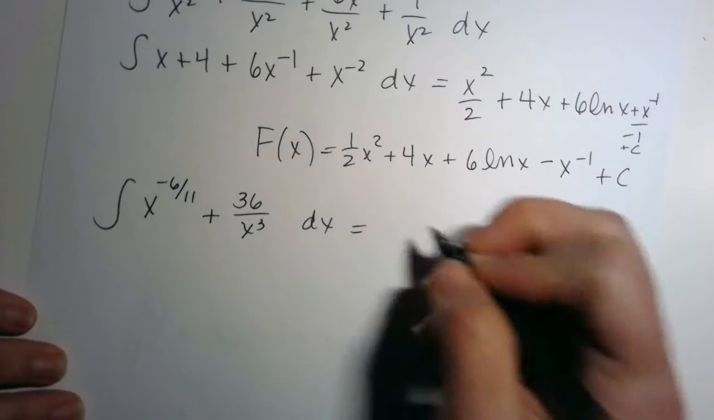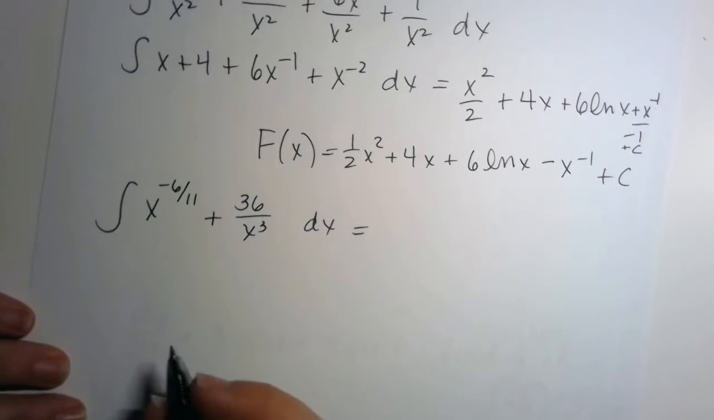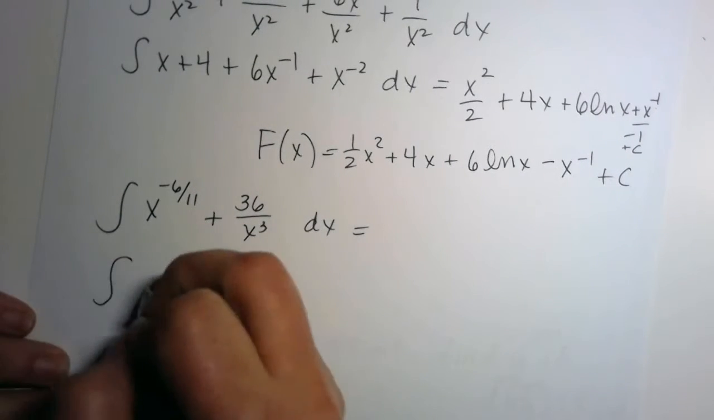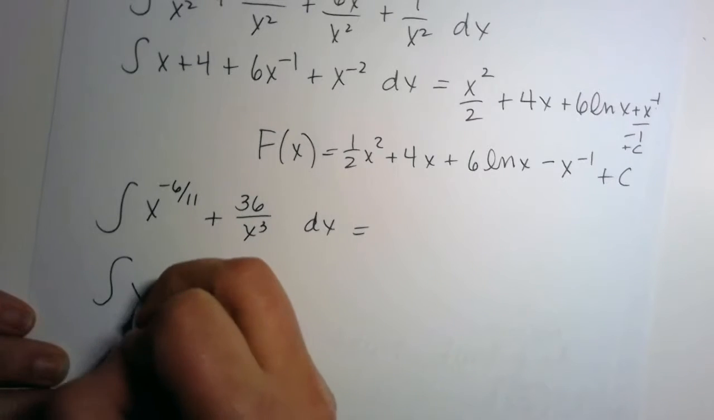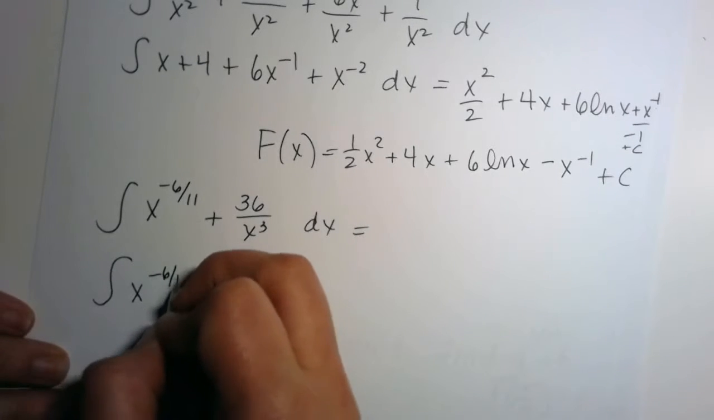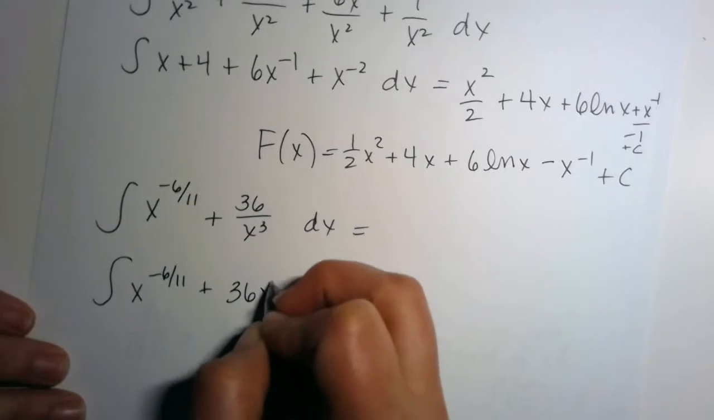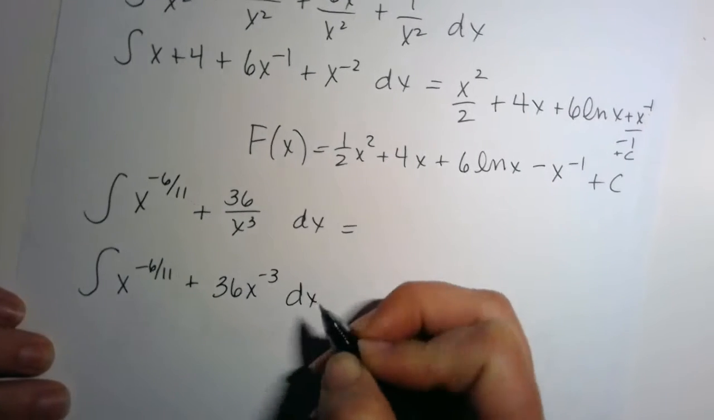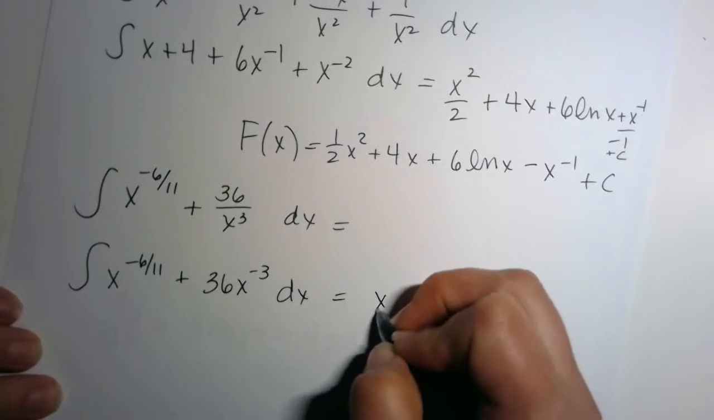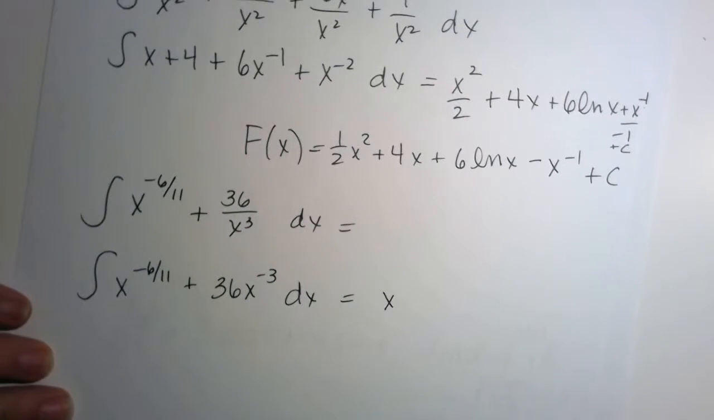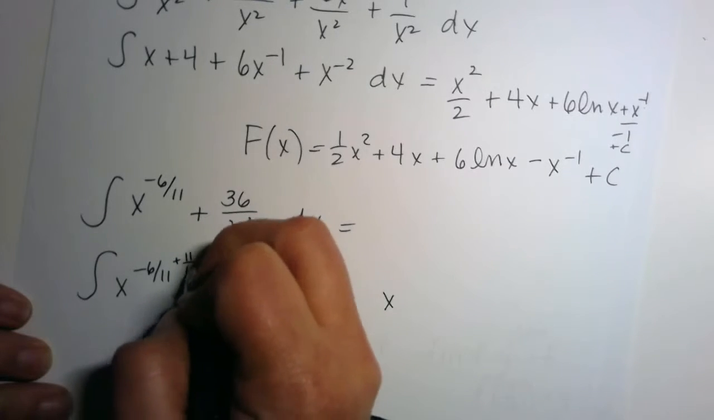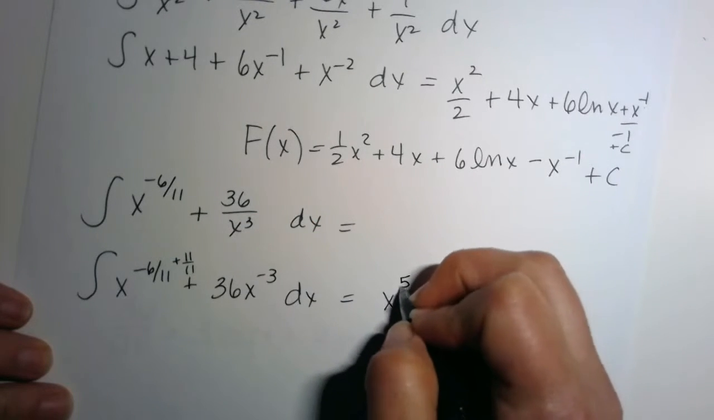All right, so when I do my antiderivative, actually I'm going to do one rewrite, because I do have this x cubed in the denominator. So this is x to the negative 6 over 11, and then plus 36x to the minus 3 dx. All right, so I'm going to add 1 to negative 6 11ths. So I'm going to add 11 over 11. So that's going to give me 5 11ths.